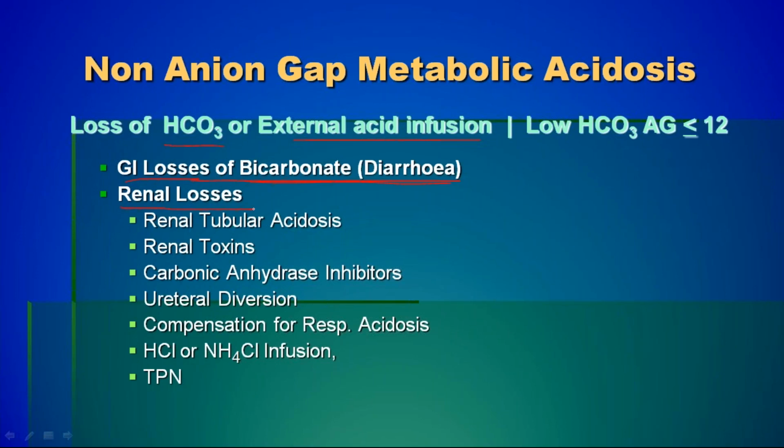Or the losses may be through the renal route. The commonest one is renal tubular acidosis, toxins on the kidney, carbonic anhydrase inhibitors, and ureteral diversion conditions. As a compensation for respiratory acidosis, that is the body's only reaction. Infusion of hydrochloride or ammonium chloride, maybe because of therapeutic conditions. Total parenteral nutrition. These are some of the conditions where acidosis can happen.